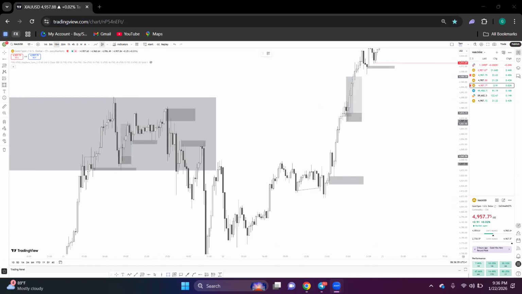We actually did see price expand all the way to the downside after it tapped into this, right? We see this expansion to the downside, and this is how we are going to approach this easily, right? Now, price actually did map this out, and we actually did create another supply, which price tapped into, and we did expand all the way to the downside, right?